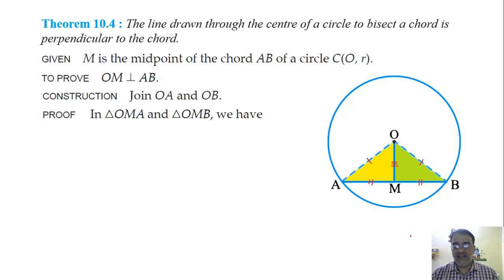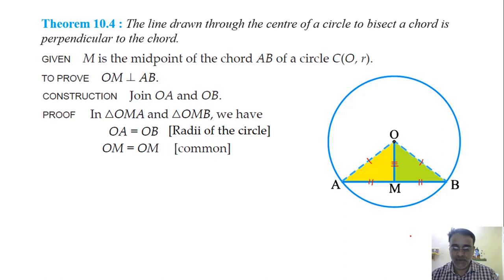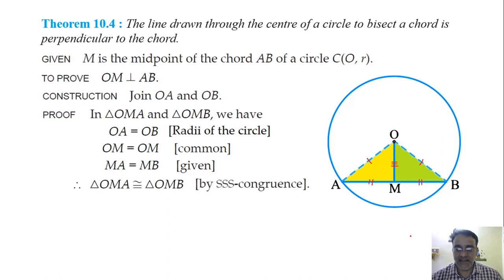SSS. Very good, SSS criteria. So OA is equal to OB, radii, OM is equal to OM, common, MA is equal to MB, given. So these two triangles are congruent by SSS criteria. Now these two angles are equal. Why? CPCT. But the sum of these two angles is 180 degrees. Why? Linear pair, right.